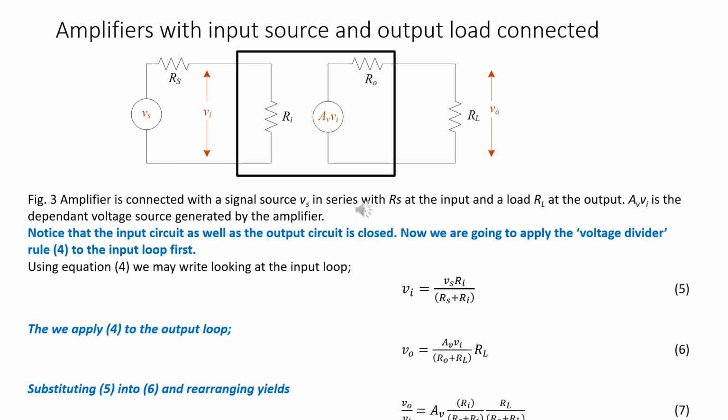Looking at the output circuit, we see AV times Vi in series with two resistors. And equation 6 is expressing V naught, which is AV times Vi RL divided by R naught plus RL. Kindly notice V naught is smaller than AV times Vi. Now we are going to substitute equation 5 into equation 6. So equation 7 is going to show us the overall voltage gain.